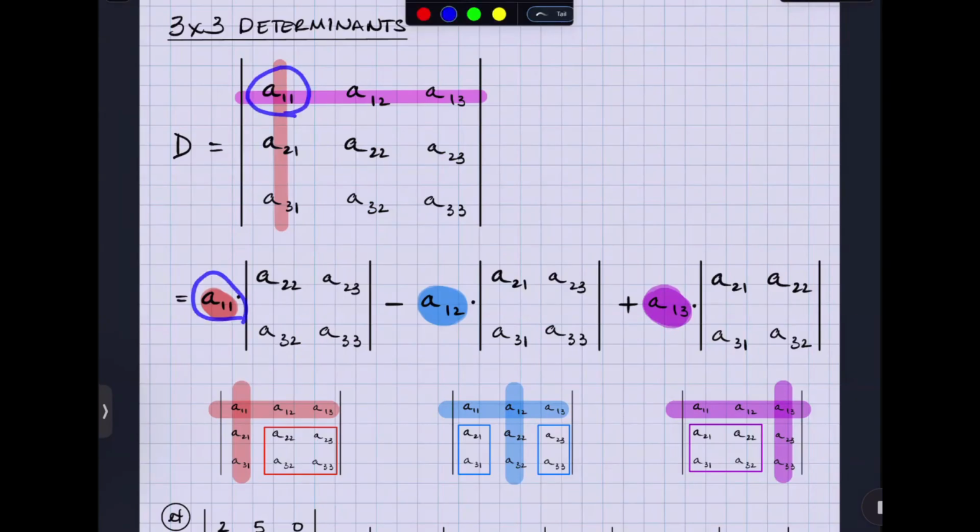That's why I have this. And this right here is what's left inside the determinant, because the determinant has to be square, right? A 2 by 2, a 3 by 3. Well, that's all I have left: if I cross that row and that column out, I only have a 2 by 2 left.